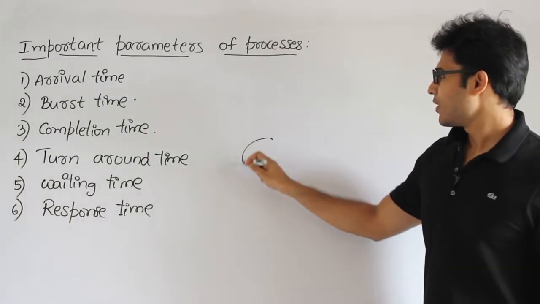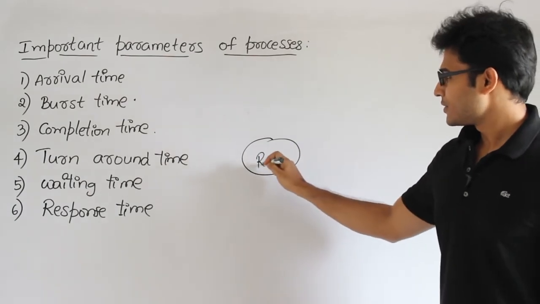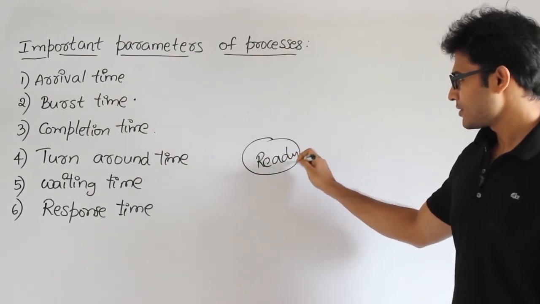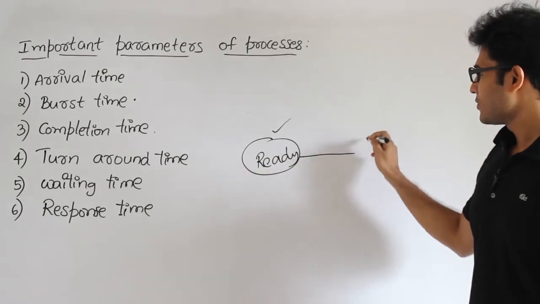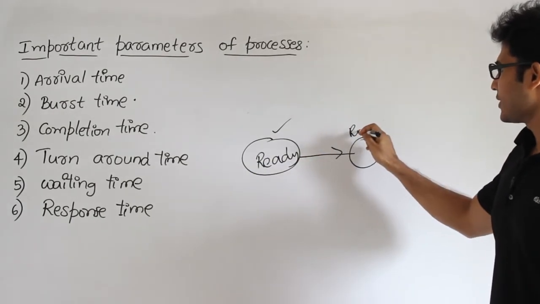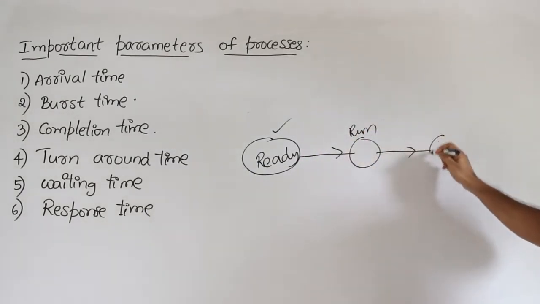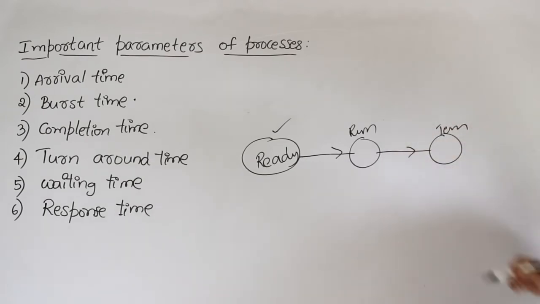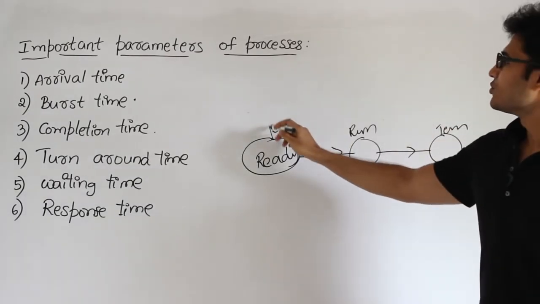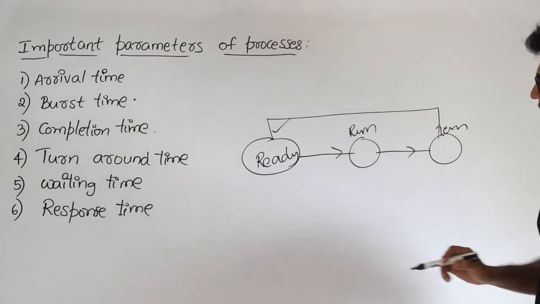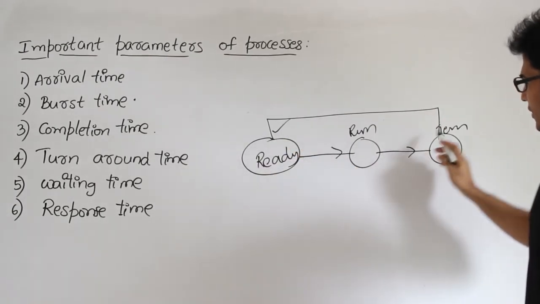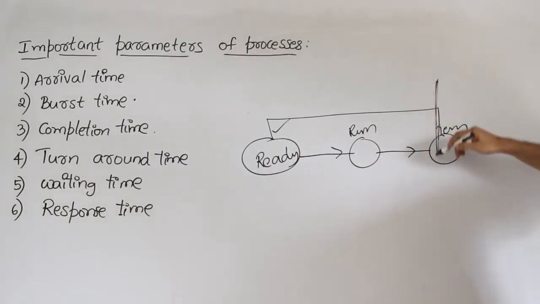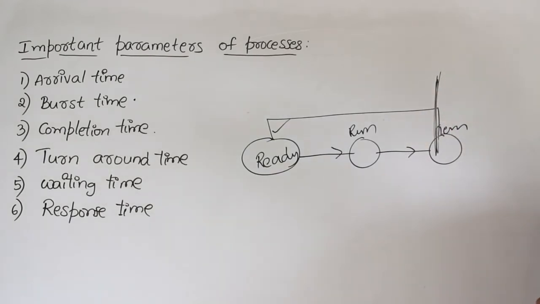See this. Now the process is ready. The process has just entered this ready state, and now there is the running state here, right? And then there is the termination state here. Now between these two, the time at which the process arrives at the termination state, or the finished state, is called completion time.